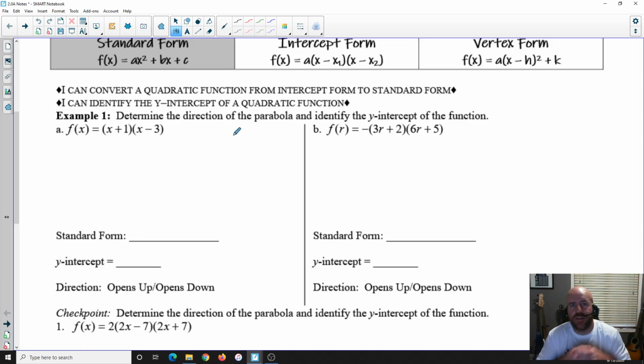So in example 1, determine the direction of the parabola and identify the y-intercept of the function. So we're going to tell if the parabola is opening up or if it's opening down, and then we're going to look at the y-intercept. So in this first problem, we have a quadratic in intercept form.